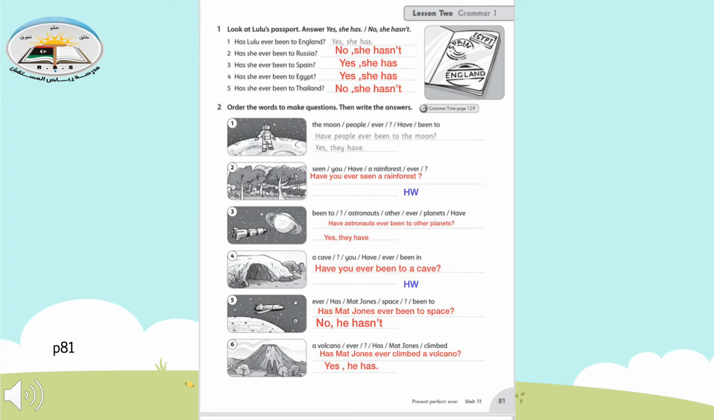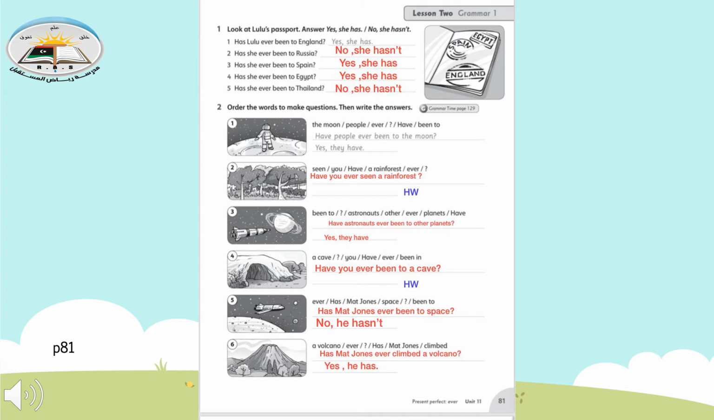So on page 81 we have Lesson 2 Grammar. The answers we're going to give now are grammar answers. We have number 1. Look at Lulu's passport. Answer yes she has or no she hasn't. We have a picture of her passport and we're going to answer according to the picture.